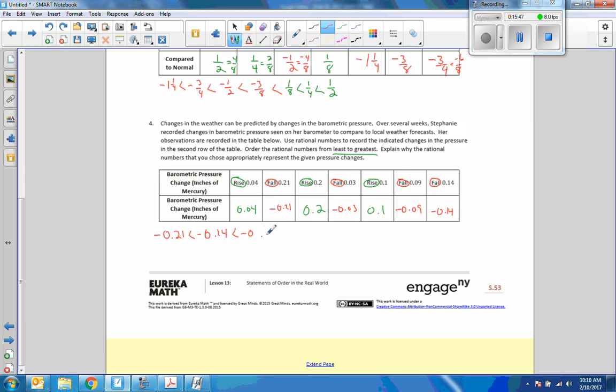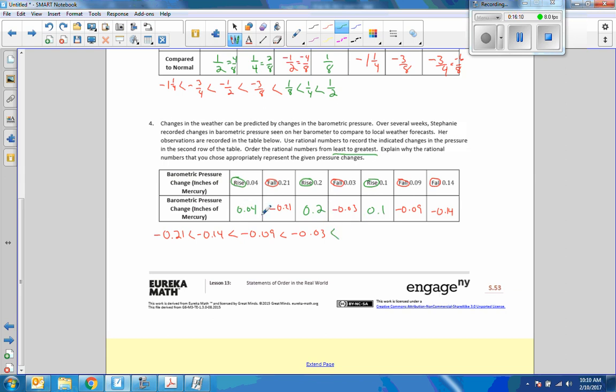I do not like when it erases more than I want it to, but that's because I write too quickly. Okay, it's less than negative 0.03. And now I'm going to focus on the positives.